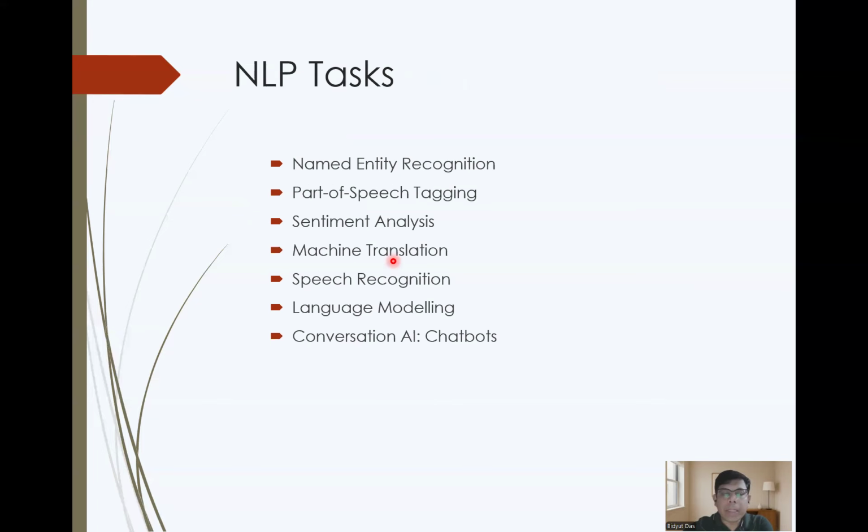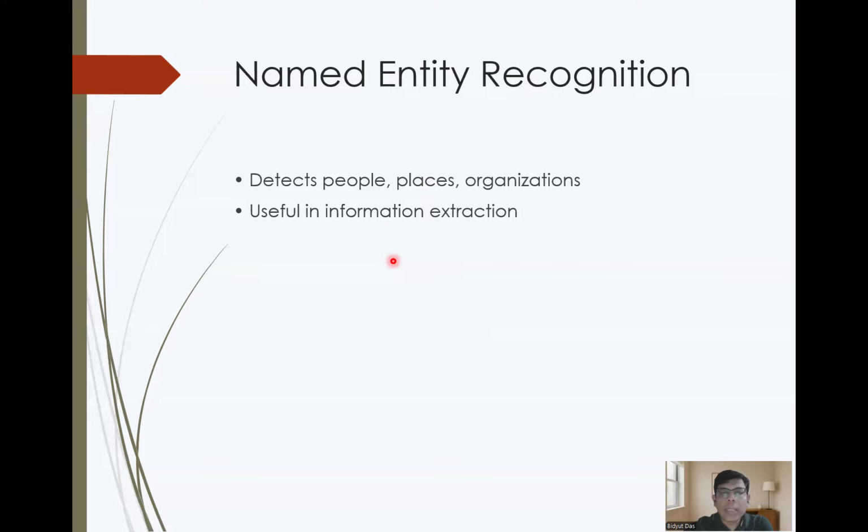Next, several applications of NLP tasks. The first one is named entity recognition. In named entity recognition, NLP can identify which word indicates a person name, place name, or organization name. That will be identified by the NLP, and this task is called named entity recognition.